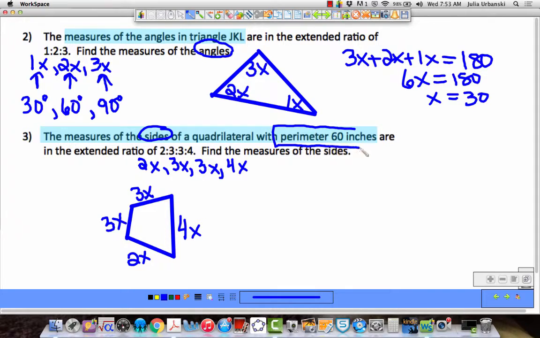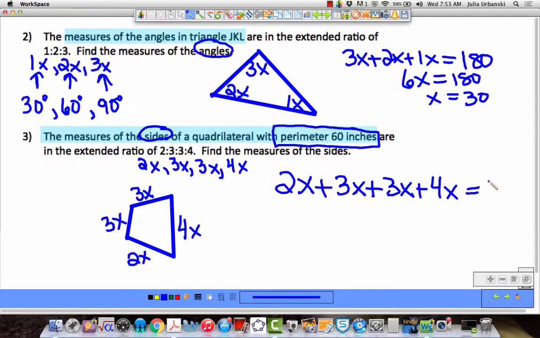The perimeter means you add up all the outer edges. So 2x plus 3x plus 3x plus 4x. When you add up all the outer edges, you get how much? 60, because they gave that to us. The perimeter equals 60. Okay, now we can solve for x, and then we'll answer the question that they asked.